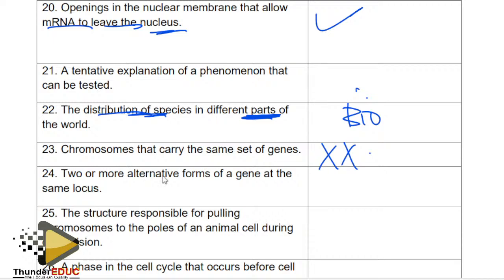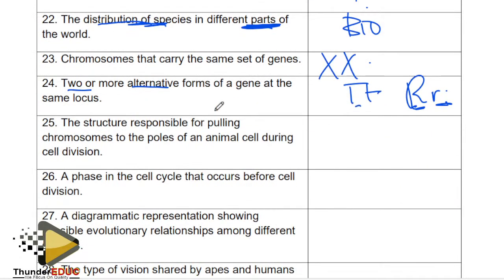They're saying two or more alternative forms of a gene at the same locus. What does it mean? It means that either this or this, for example, capital R, small r, something like that. We call them alleles. So they call them what? Alleles.